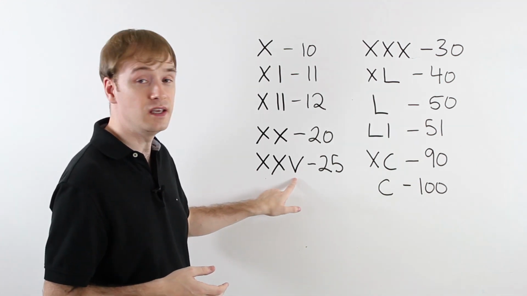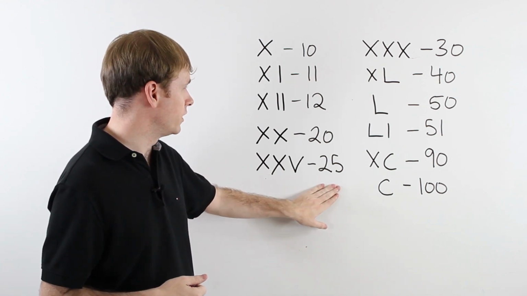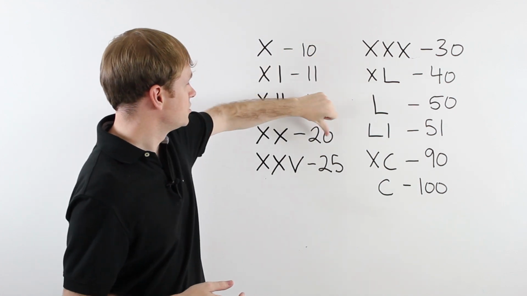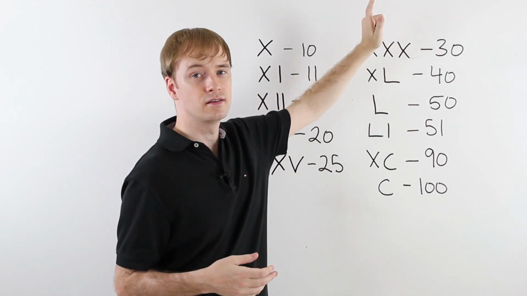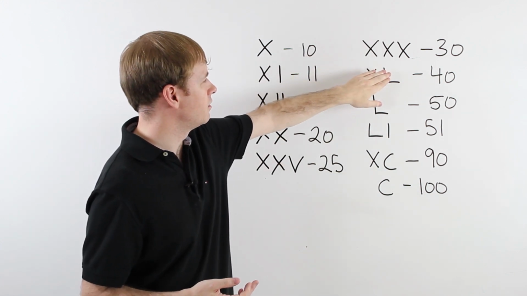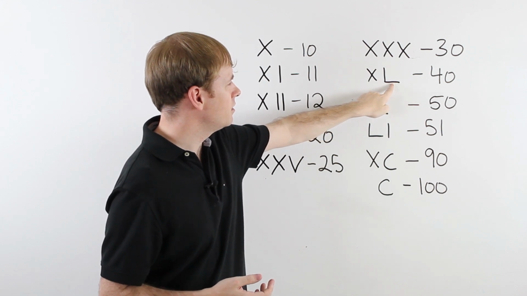XXV, we know V is 5. XXV, 25. Okay, let's jump more. XX is 20, XXX, 30. And then the next one, XL. XL is 40. Well, what is L?